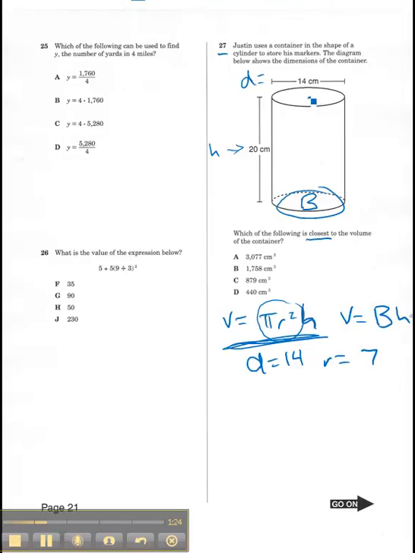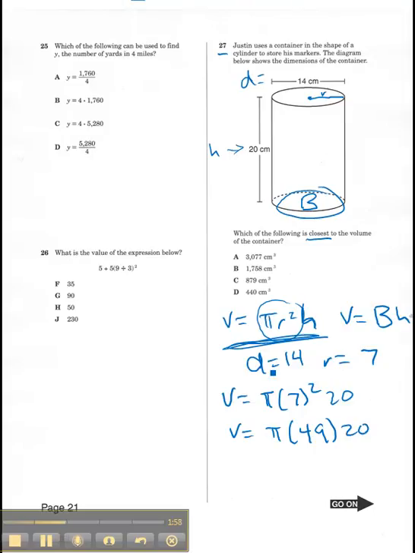Remember, radius extends from the center of the circle to a point on the circle. And diameter is the chord that goes from one point on the circle to another and passes through the center. So our radius is 7. So the volume would be pi times 7 squared times the height of the cylinder, which is 20. So V equals pi times 49 times 20.